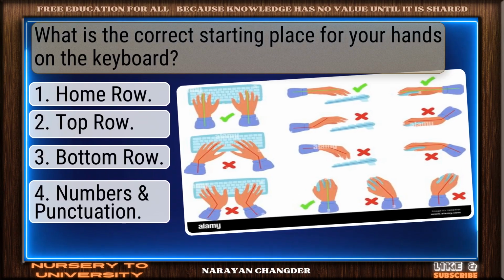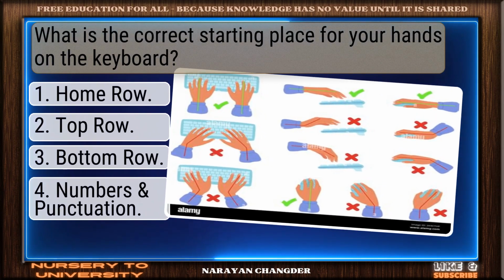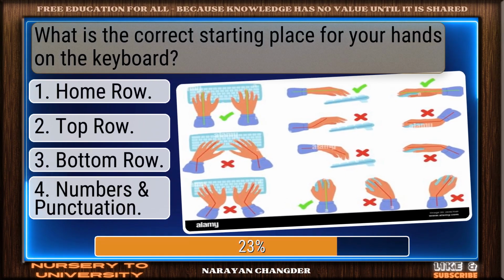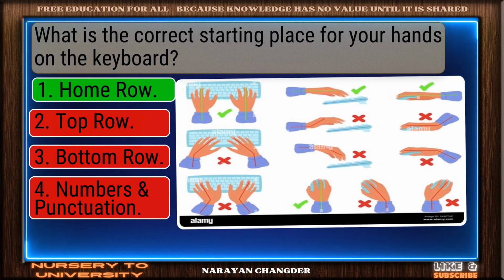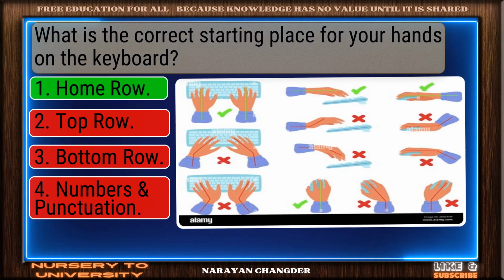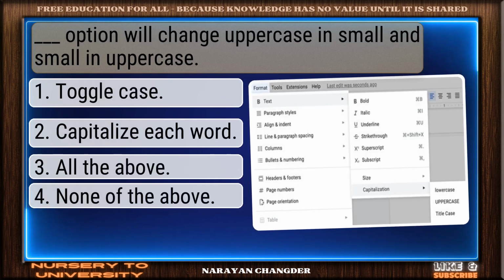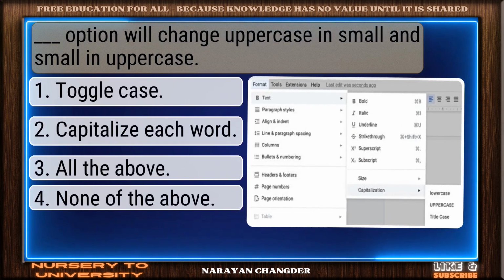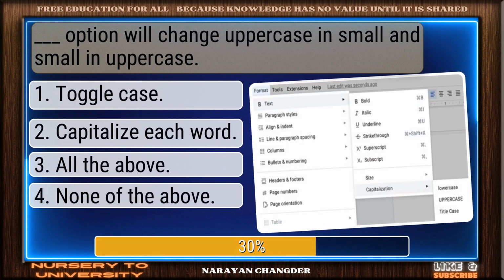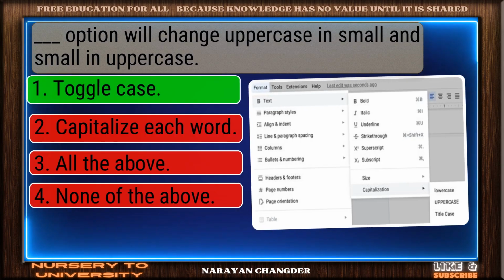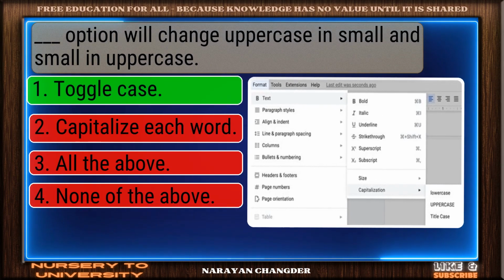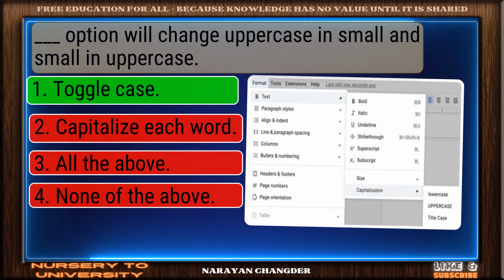What is the correct starting place for your hands on the keyboard? Sharp thinking. Home row is the right choice. Dash option will change uppercase in small and small in uppercase. Excellent choice. Toggle case is the right answer.